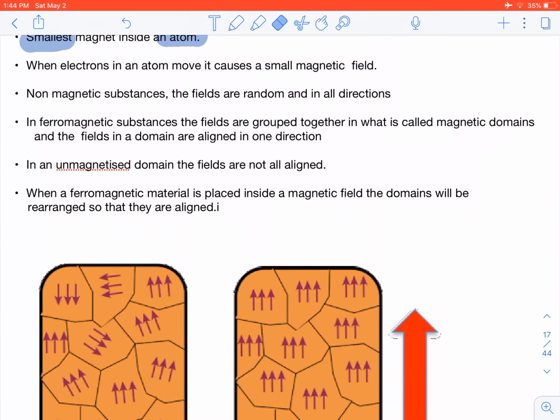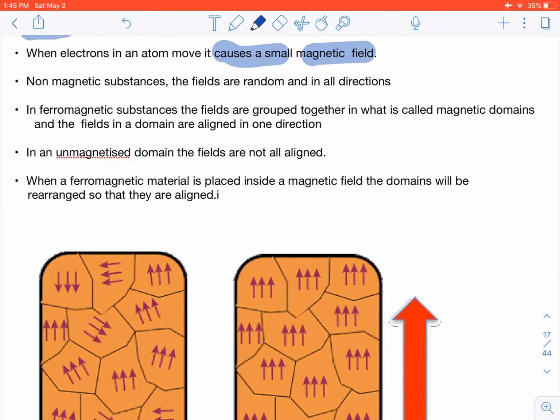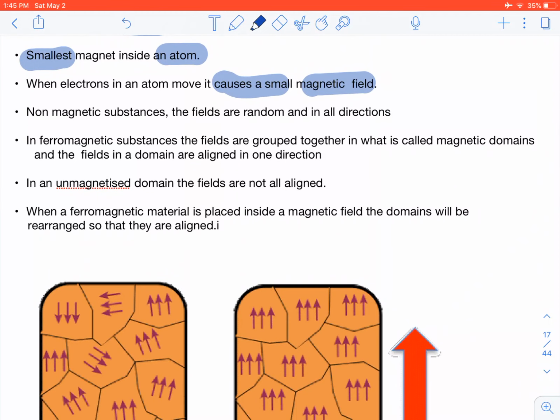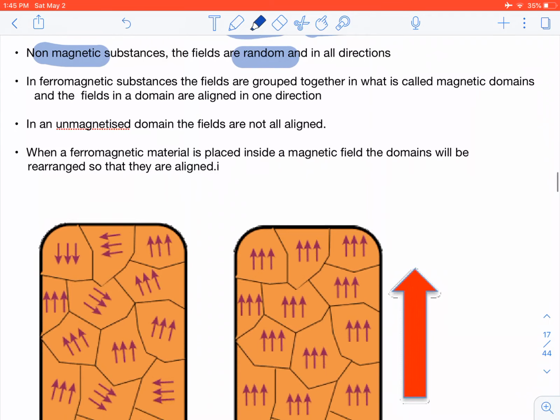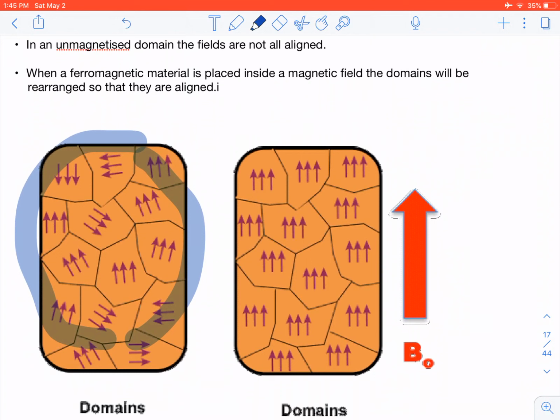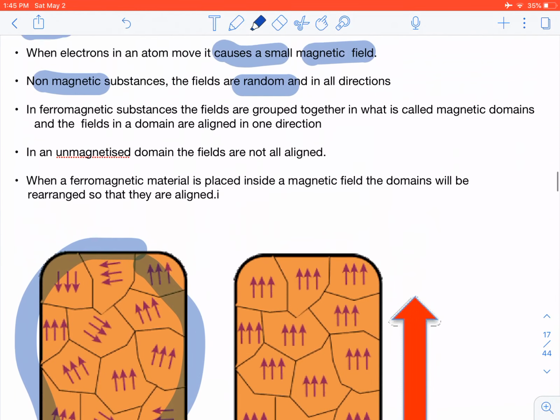When an electron in an atom moves, it causes a small magnetic field. We haven't dealt with this. We've dealt mostly with the electrostatic field when we were dealing with the atoms. In non-magnetic substances, the fields are random. Like here, the field is random. Because you don't have a magnetic field, the domains are random, pointing in all different directions.